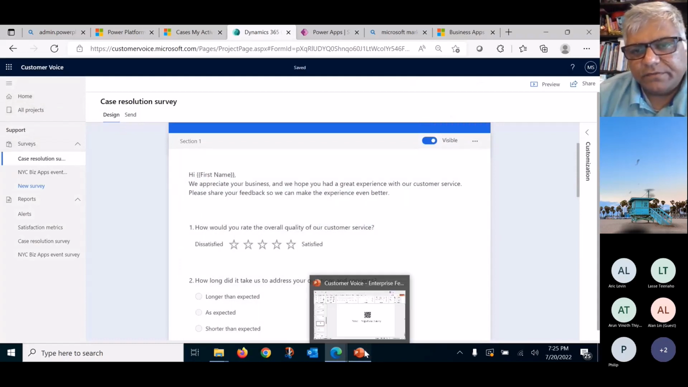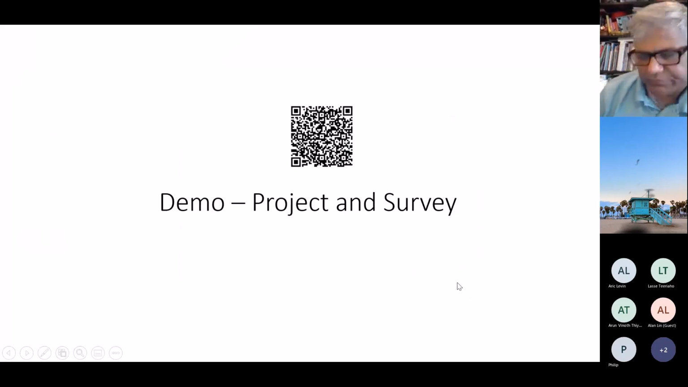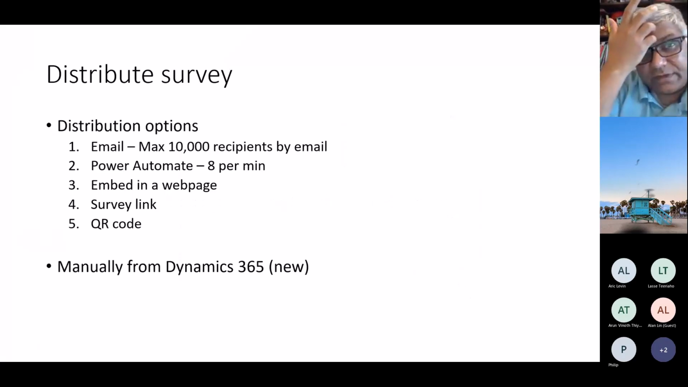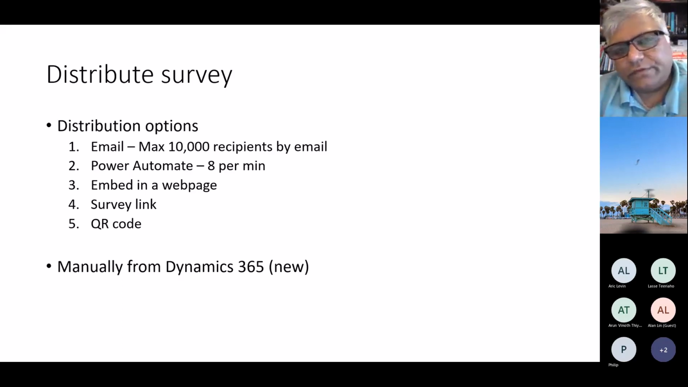Let me go back to my presentation, and then let's talk about distribution of the survey. We talked about this a little bit. Max 10,000 recipients by email. You can send using Power Automate, but remember there could be throttling, in the sense that the number of Power Automate runs could be 8 per minute. That was what I understood. Again, if it is not that important, if you only do a survey once a case is closed, then this number may not be important for you.